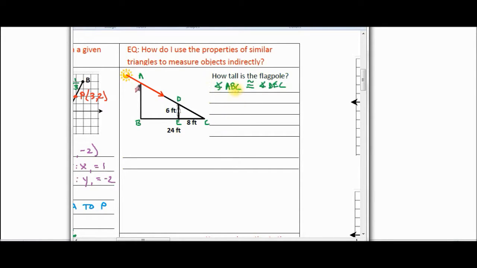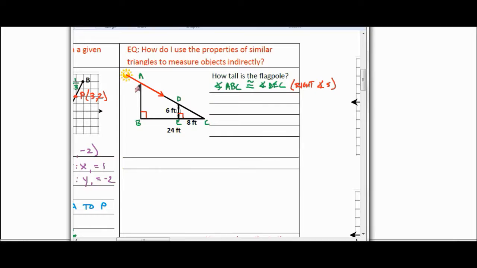Okay, so we know that angle ABC is congruent to angle DEC. Class, those are right angles. The flagpole is built straight up and down, and I'm standing straight up and down, so we know those two angles are congruent. You want to put a little notation here. They're right angles, and I just use right angles.